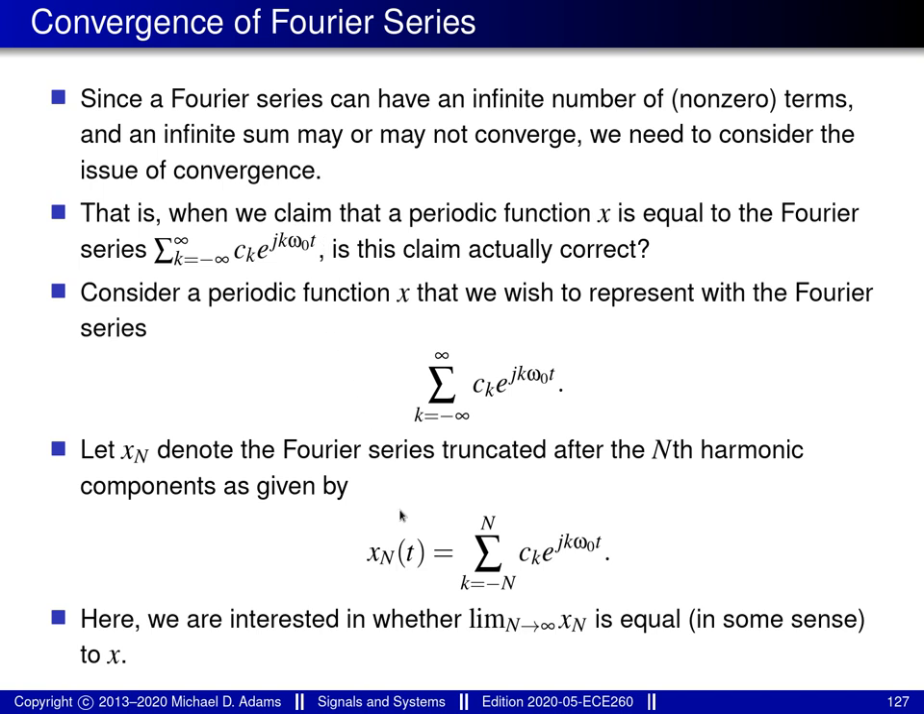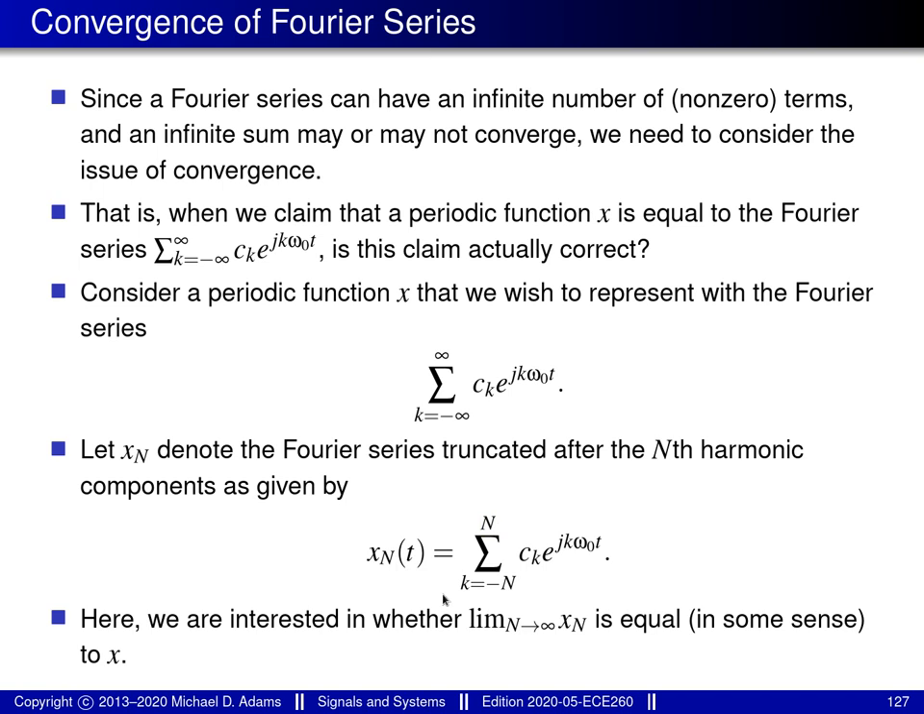To help address the issue of convergence and look at it in more detail, I'm going to define this function x subscript capital N in the following way. It's given by this particular formula here. All this is just a truncated version of the original Fourier series given on the line above. We've taken the summation from minus infinity to infinity and thrown away a whole bunch of terms, taking the summation from minus N to N.